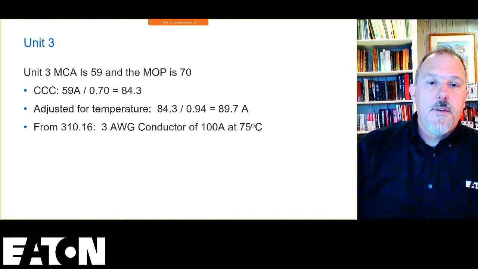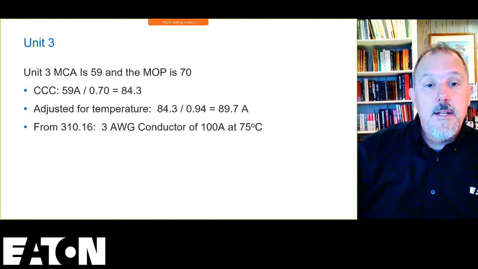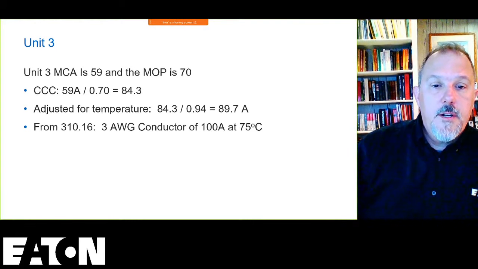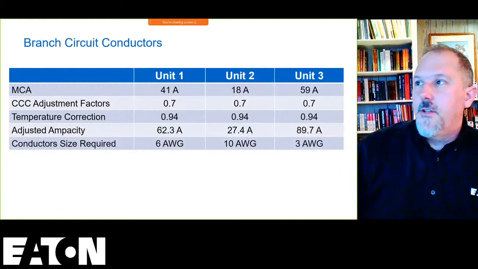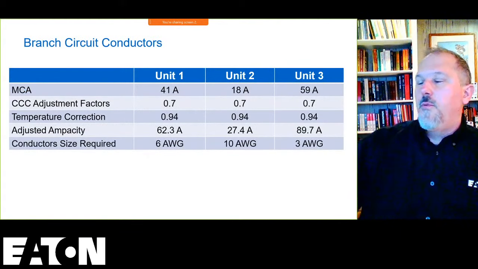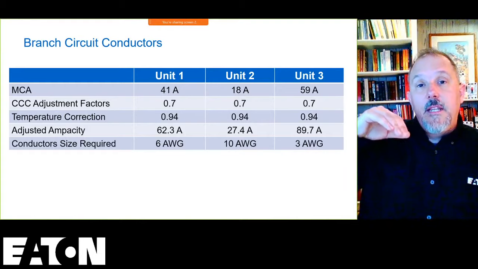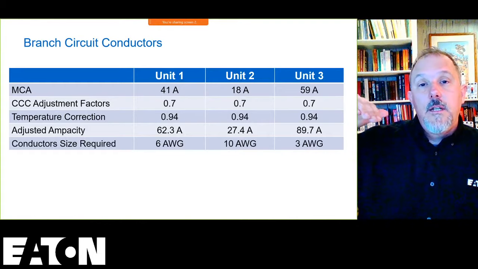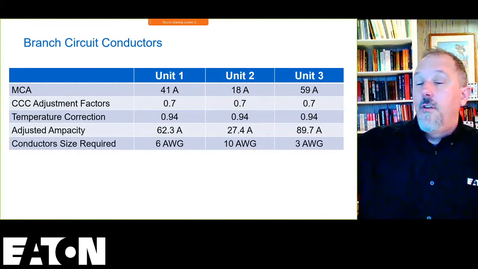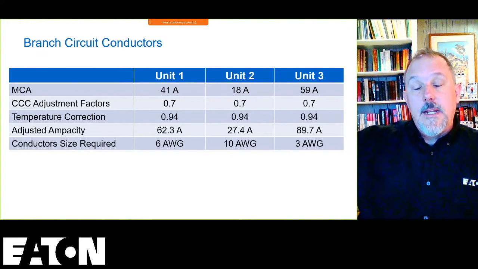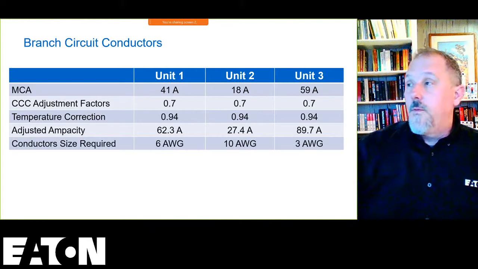And I'm not sure if the reason why some of those others didn't align is because of the temperature correction factor of 0.94. I'm not sure what they used there. But that's basically the process of getting the right ampacity value for the conductor and then picking from 310.16 the right conductor for this application.